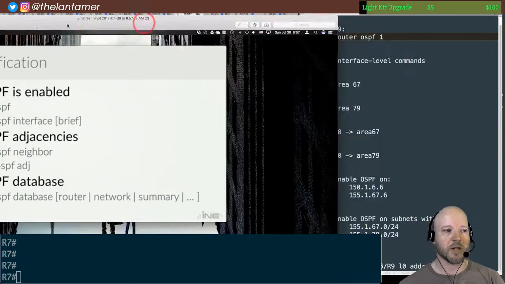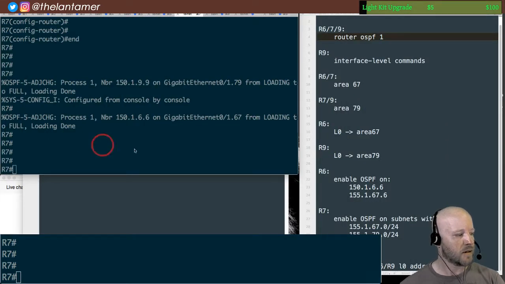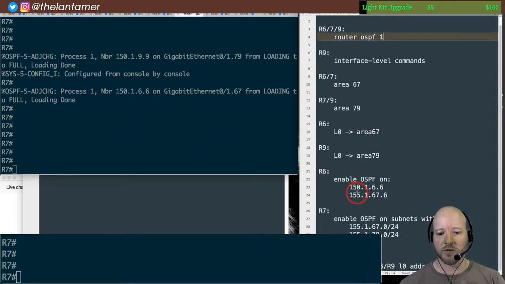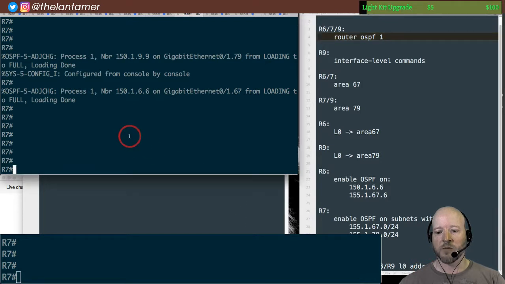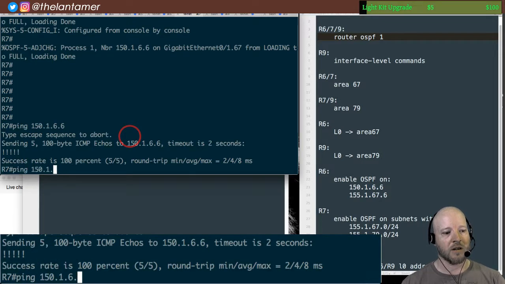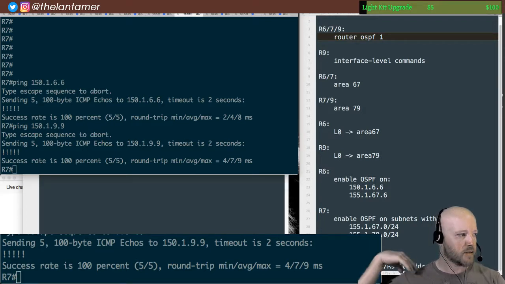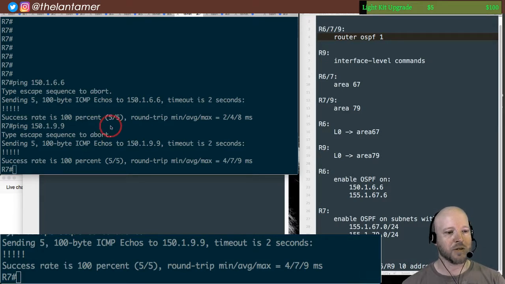All right, there's some commands that I want to get more familiar with here. So router 7, well actually let's verify that this worked first. On router 7, both loopbacks should be reachable. So 150.1.6.6, yep. Okay. We're routing OSPF, people. Pat on back, self-administered. First OSPF lab in a while, and went smoothly so far.